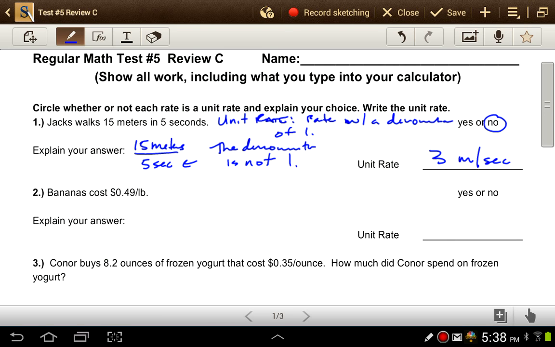Okay. Number 2, bananas cost 49 cents a pound. That is a unit rate, yes, because it's 49 cents for 1 pound. So that means that the denominator is 1. Okay, and the unit rate is already done for you. It is 49 cents per pound. Okay, that's 1 and 2. I'm going to move on to the next set of problems.